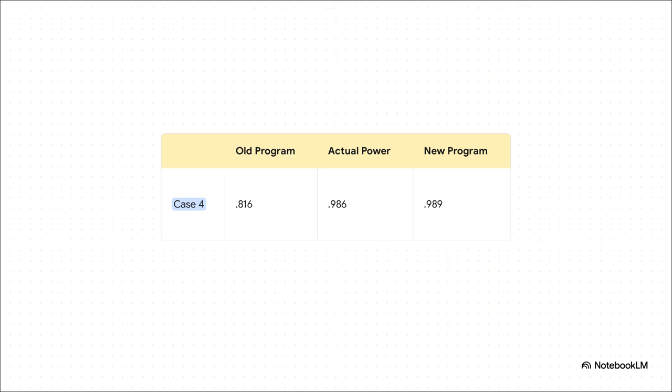And the difference is just wow. Take a look at this one case from the paper. The old program guessed the study's power was about 82%, but the actual power was almost 99%, a massive miss. The new program, though, it estimated the power at 98.9%, nearly perfect. This was the proof they needed, showing that the new approach was way more accurate.